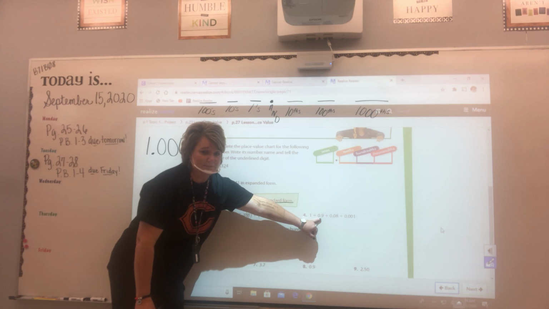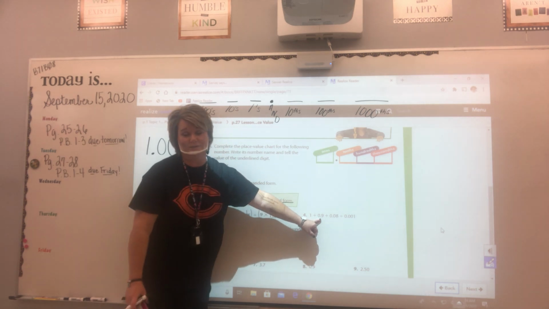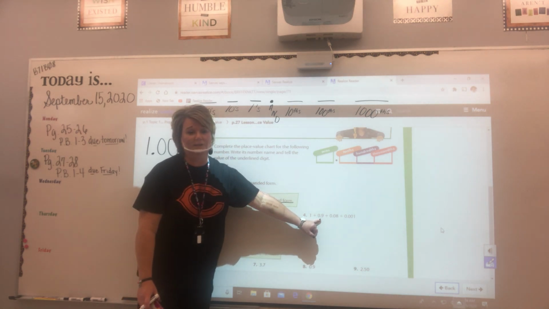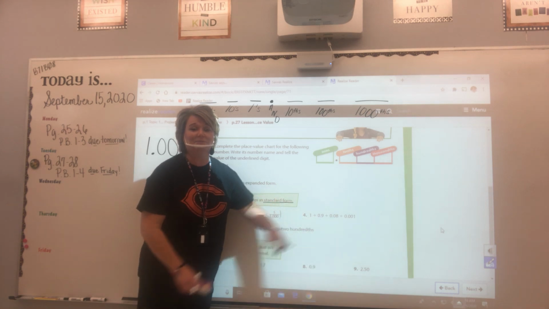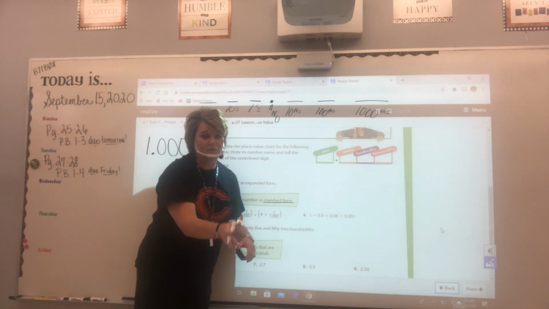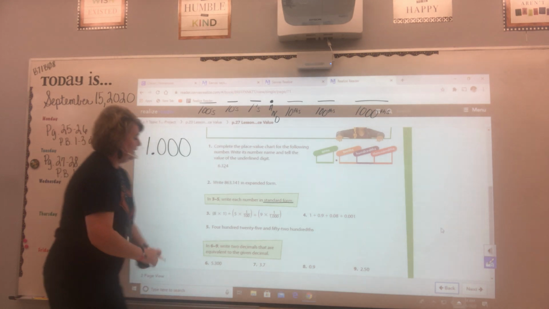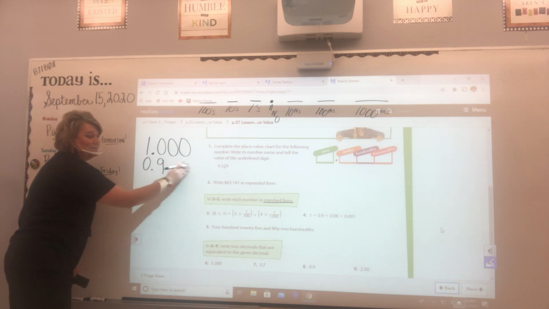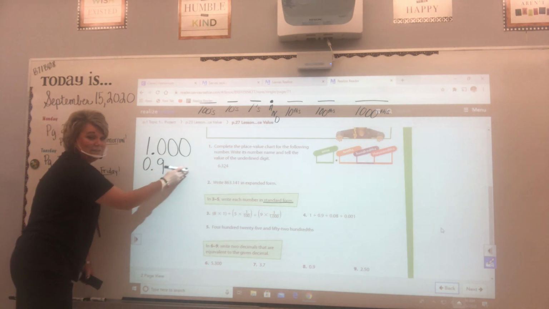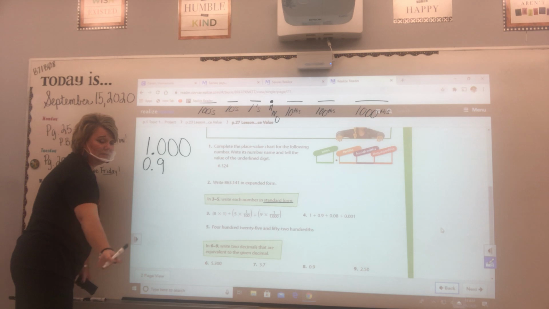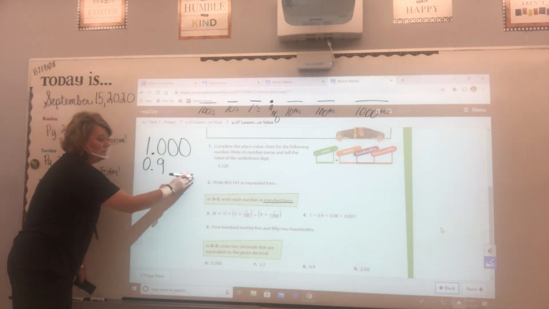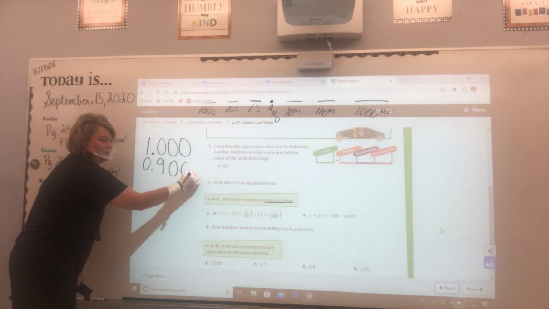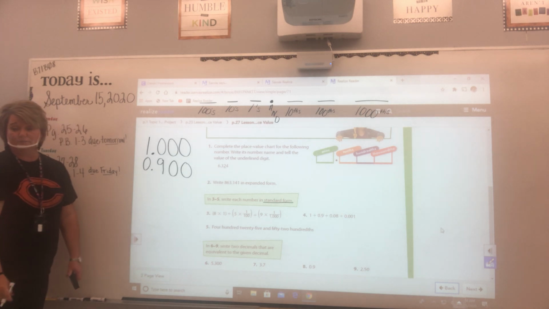Now look at this, 0.9. When you're adding decimals, and we haven't done this yet, but when you're adding decimals, look at me, everybody. The decimals have to line up right on top of each other. So 0.9, that means my decimal has to go right here. And see these blanks right here? I don't like these blanks. Look what I'm going to add. Zeros. You need to do that too.